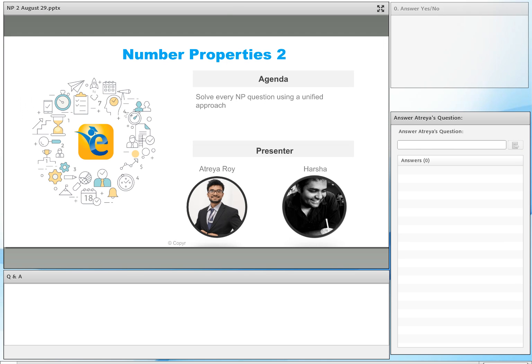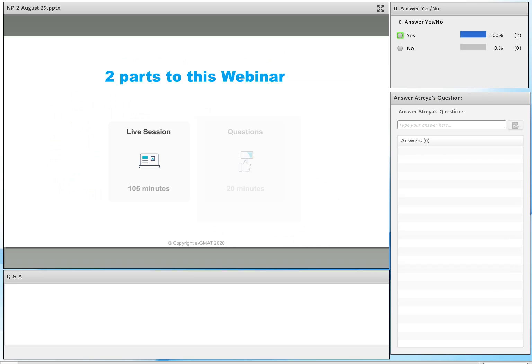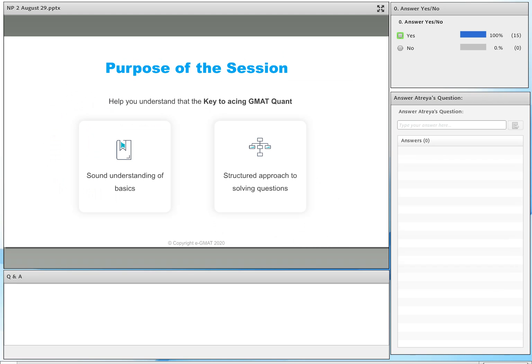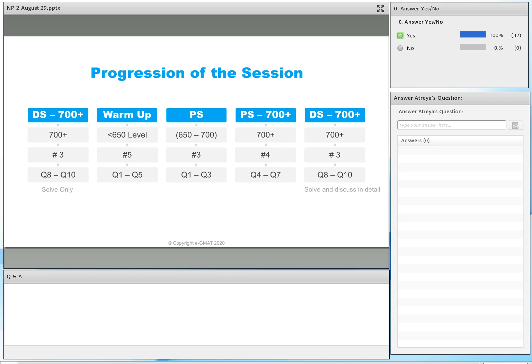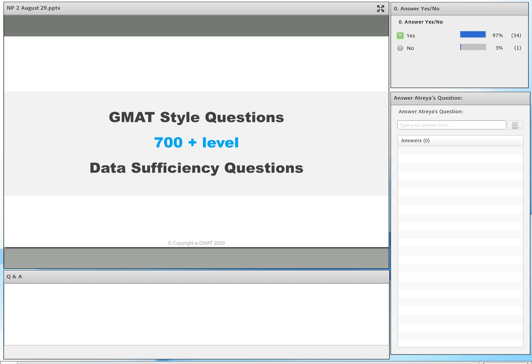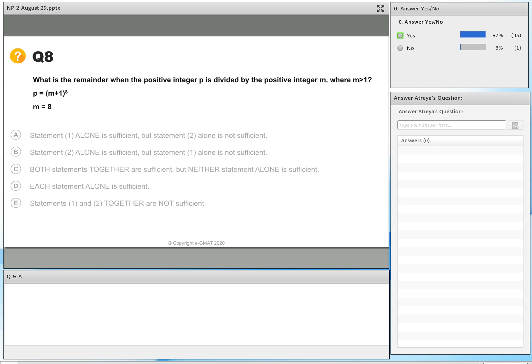All right. Now, I hope the presentation has loaded at everyone's end. Can you please mark a yes if you can see the presentation? It's a black slide with Number Properties 2 written on it. Perfect. For anyone at whose end the presentation has not yet loaded, just give it another 5 seconds. I'm very sure that it will load up. And in case it doesn't, please log out and log in. That would help you with the issue.